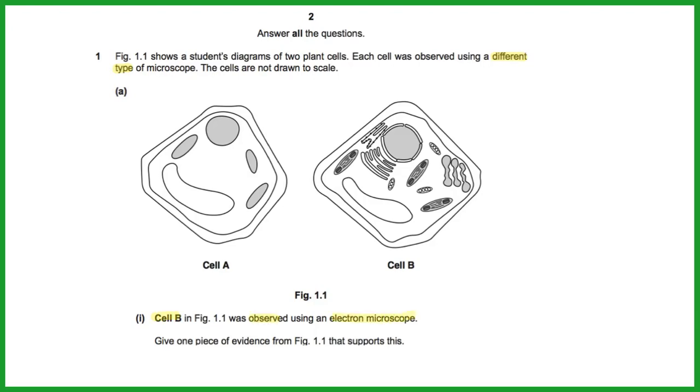Now if we look at the picture of cell B, what can we see in there that will tell us that it was observed with an electron microscope? What we can see is details within the organelles. You can see thylakoid membranes, you can see ribosomes on the rough endoplasmic reticulum, you can see nuclear pores. These are all things that you need a very high resolution to see, so it's only possible to observe them with an electron microscope. So the evidence that you can quote is that you are able to see the details within the particular organelles.